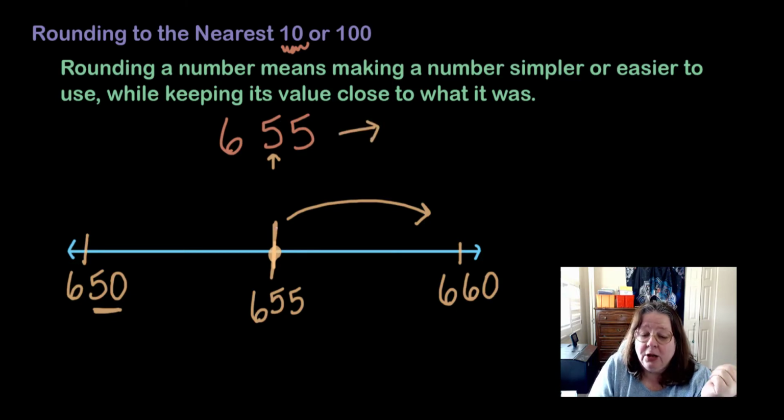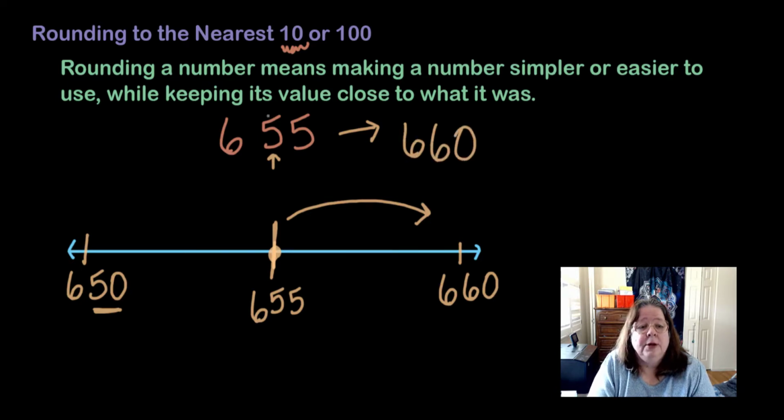Is it actually closer to 660 than 650? No, it's still right in the middle. But so that mathematicians can agree and have a rule how we're all going to do it, if it's 5 or more, we always round up. And this value, 660, is easier to use, simpler to use in our calculations than 655, but yet it's still close to what it was.